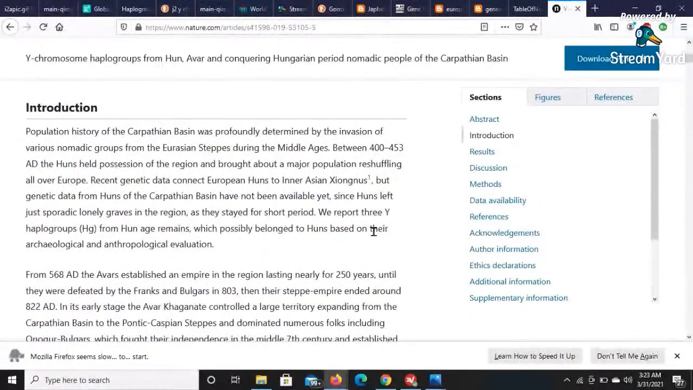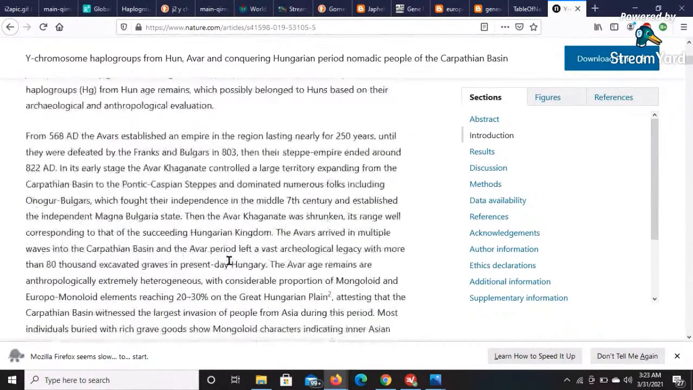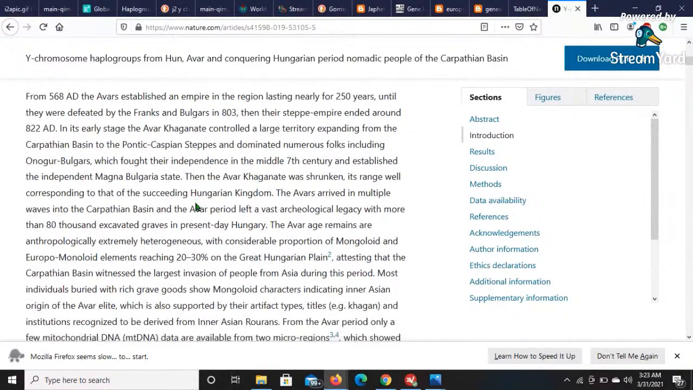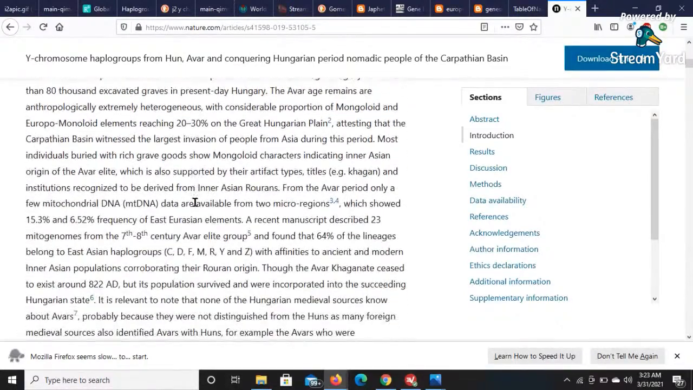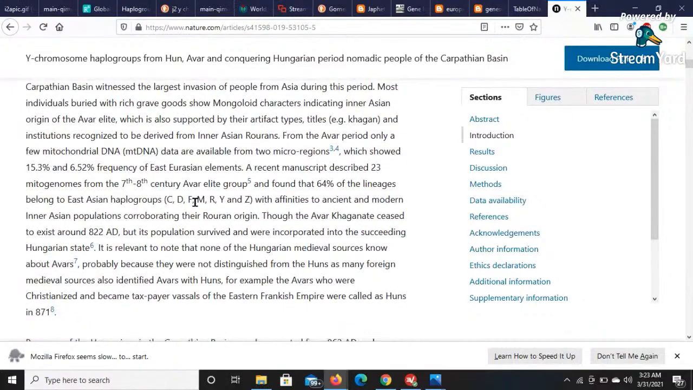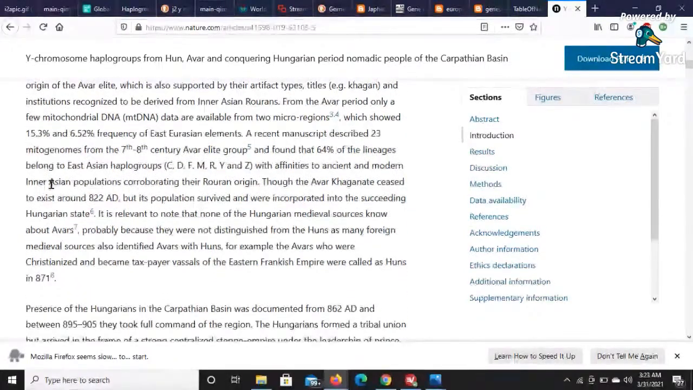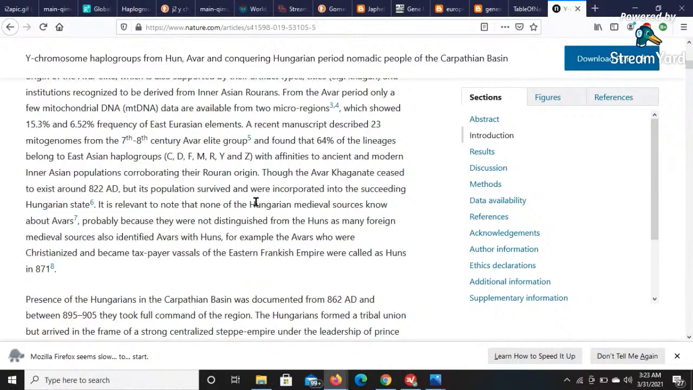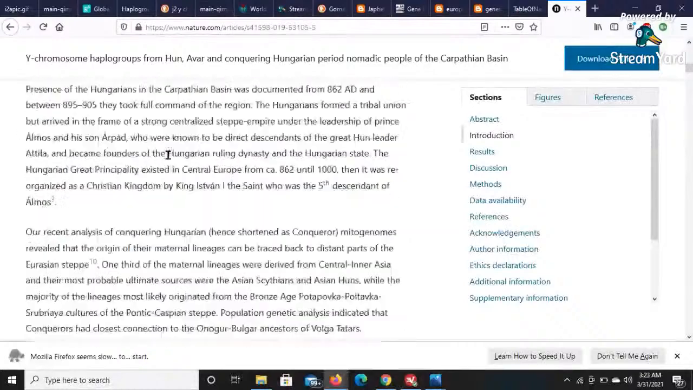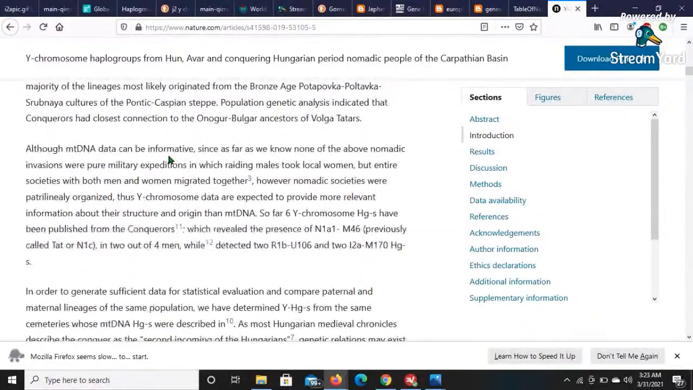Three Y haplogroups, Huns, defeated Bulgars, Kaganets, 23 mitogenomes from... there's mitogenomes, mitochondria. I don't want to know that. I want to know the Y chromosomes. mtDNA. Here we go.